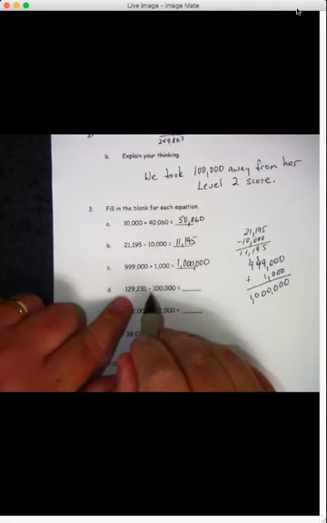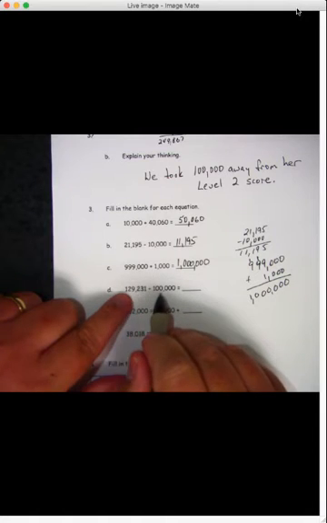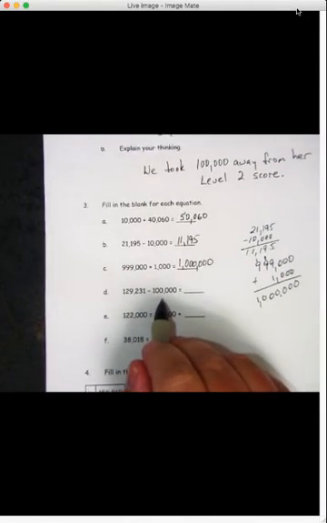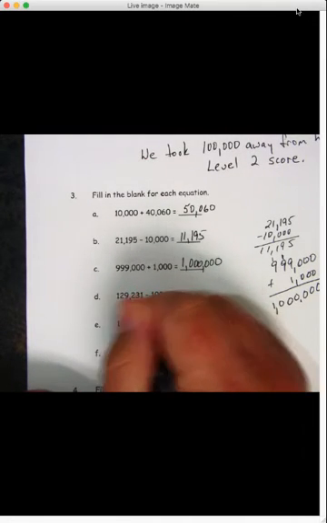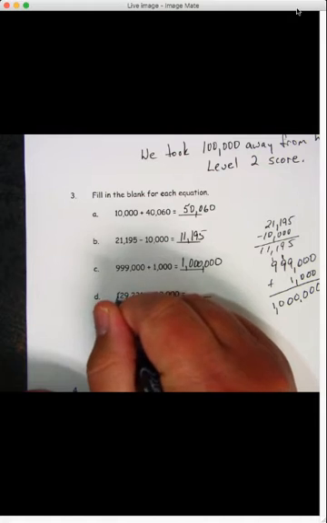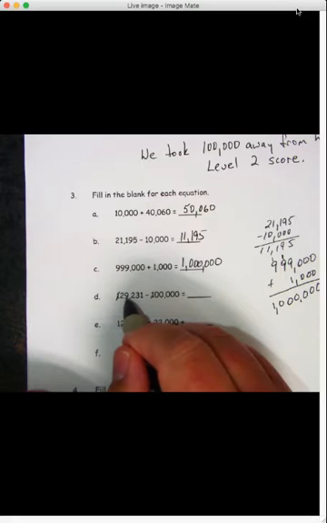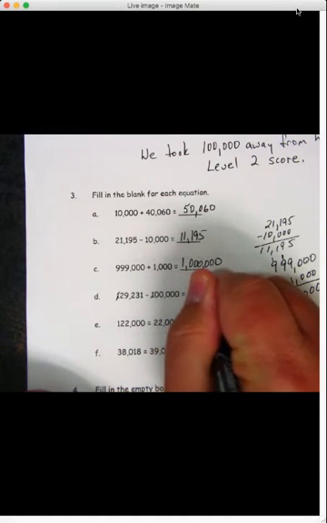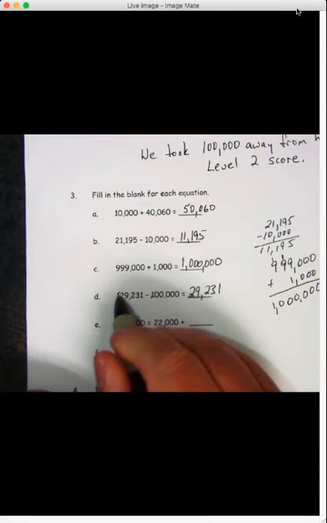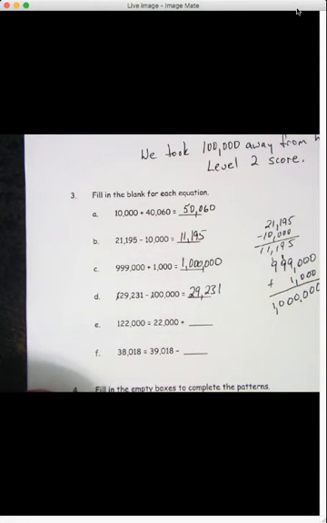Okay, now this one. We have 129,231, and we're taking away 100,000. Well, let's take the 100,000 away. So if we took away that 100,000, we're going to mark them off, right? So what's left? We only have 29,231 left. We just took the 100,000 place away. We had 100,000 and we took that 100,000 away. And what's left is 29,231.